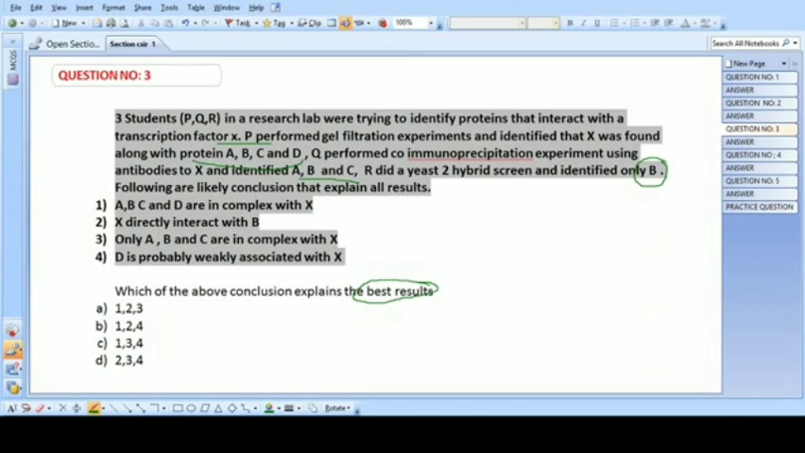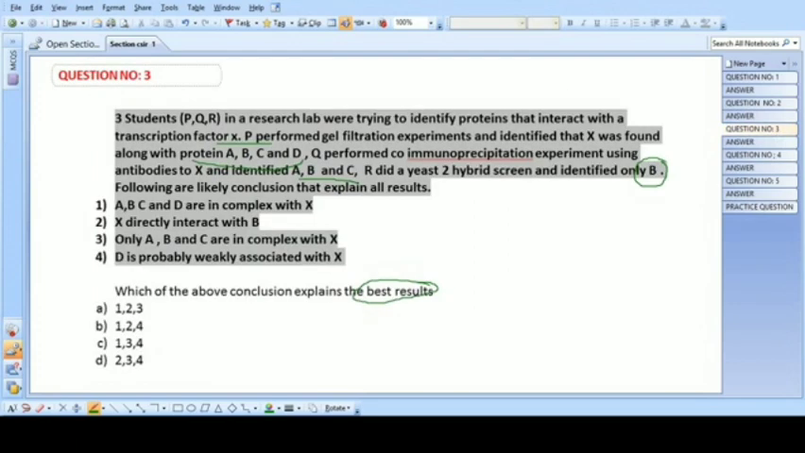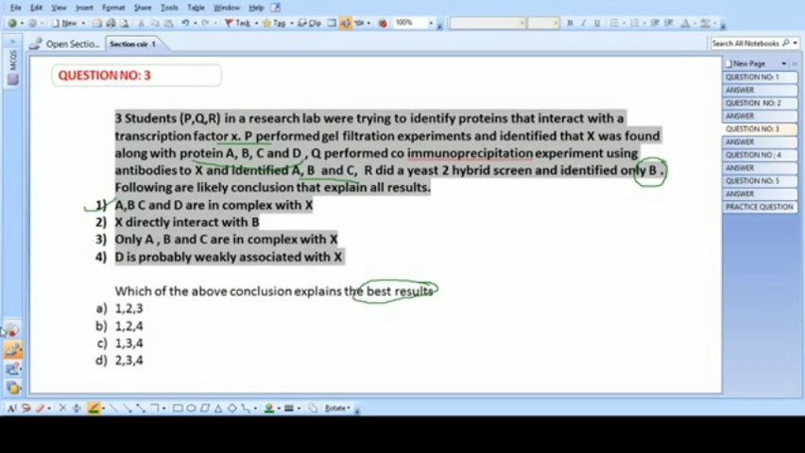The first one is A, B, C and D are in complex with X. Yes, student P has already proved it. A, B, C, D form a complex with X. So our first option is correct. Next is X directly interacts with B. Okay, student R's experiment proved X has a direct interaction with B. So our second option is also correct.